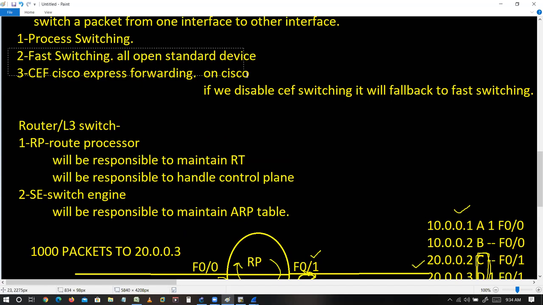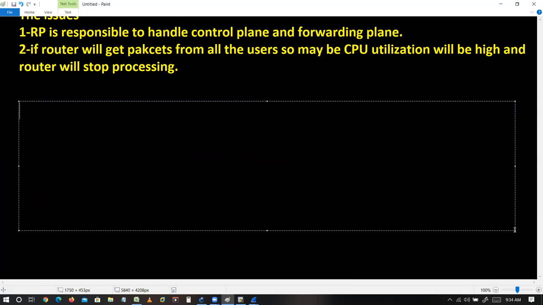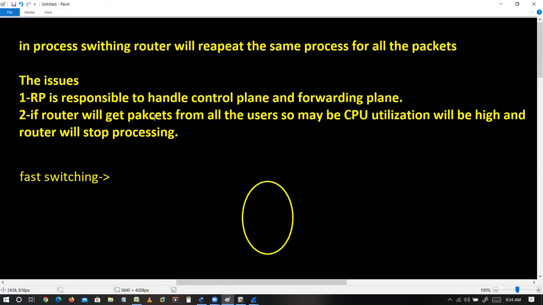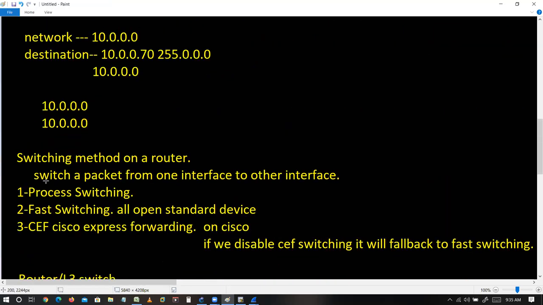Now let's discuss fast switching. Same diagram, let me use. I'm sorry, I might be repeating myself. So what is process switching then? Is it the same as what you explained there? Process switching we have done, right?